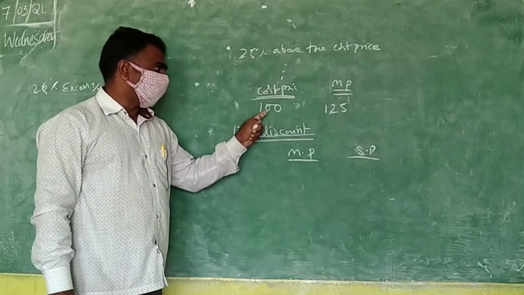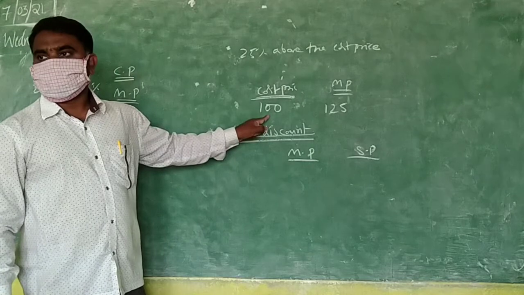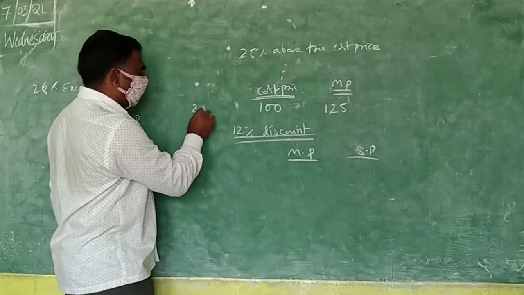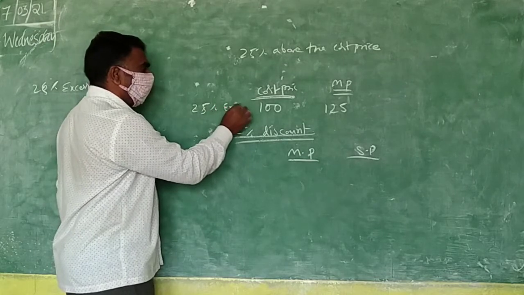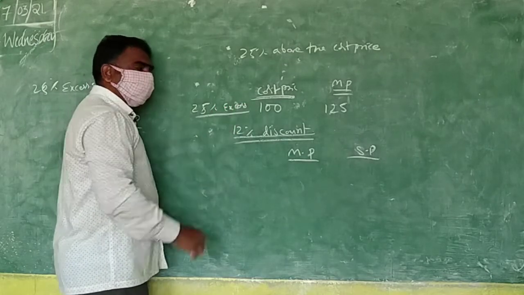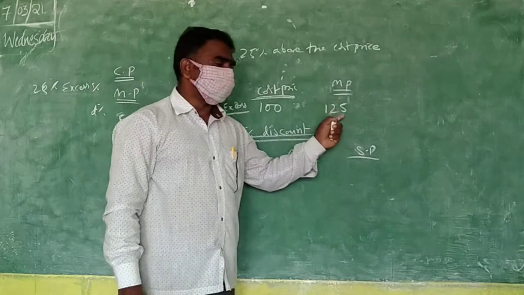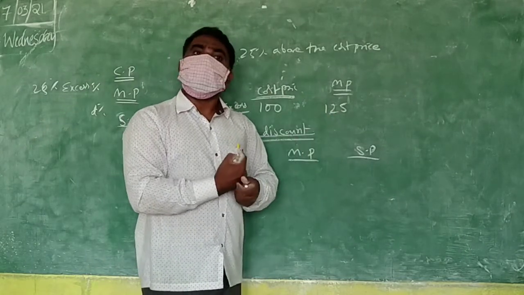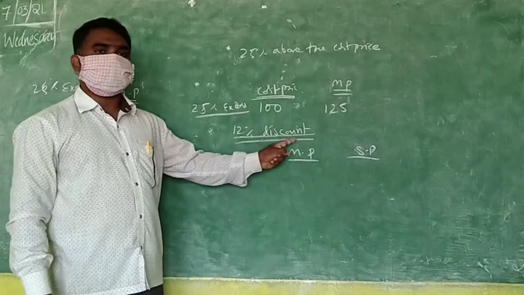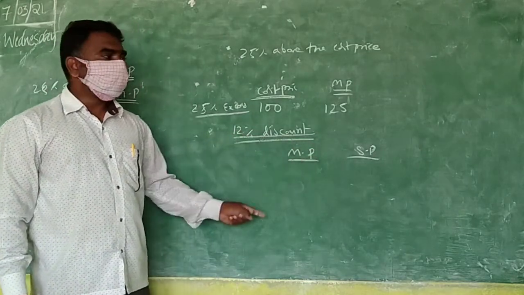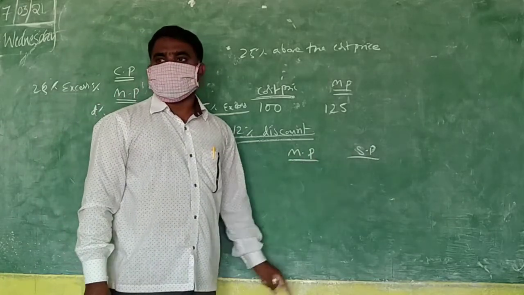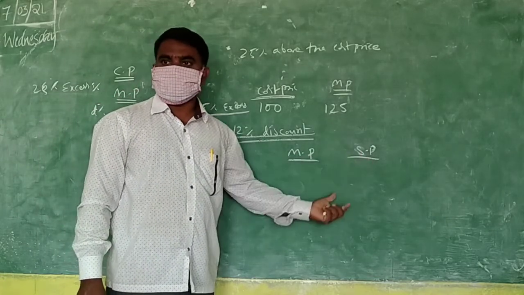So that's what I have taken. First, cost price I have taken as 100. Then 25% excess. He marked down that 25% excess, so 125 rupees is written on it. On that he is allowing how much? 12% discount. So what are you going to write here? MP and SP. Now our headings are MP and SP.